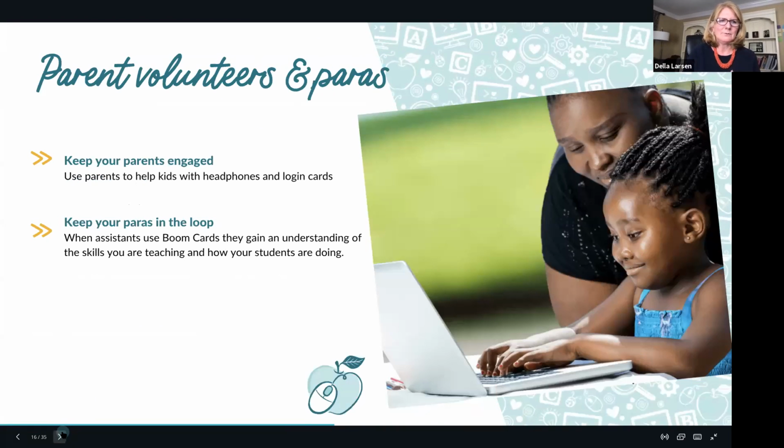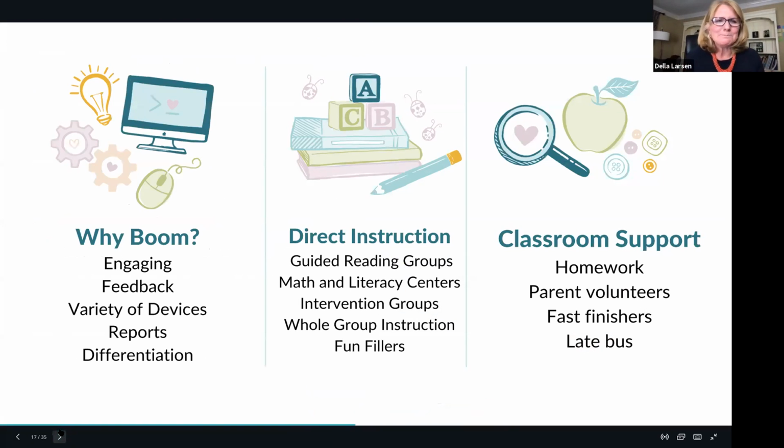We did that one. So I'm going to just wrap it up. So why should we be using Boom? Boom is engaging. It gives our kids immediate feedback. It can be used on literally every device you can think of. It gives you that all-important reports feature so that you can use that information to make decisions about next steps. You can use it when you're advocating for special services. It's perfect for parent conferences. And if you are doing progress monitoring or intervention groups, you've got your data right there to help you.